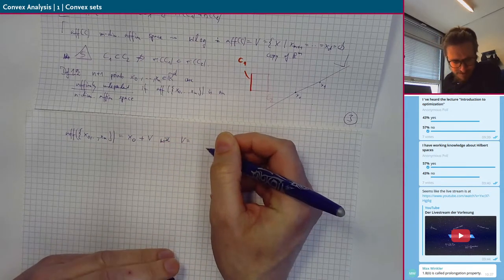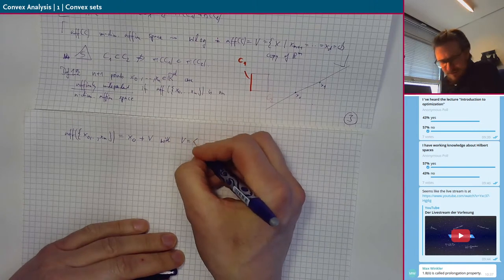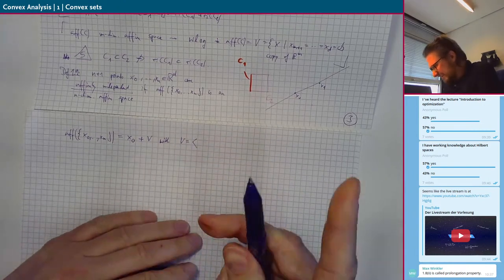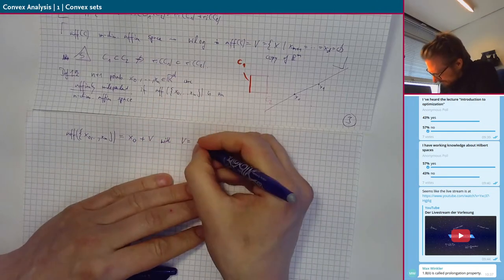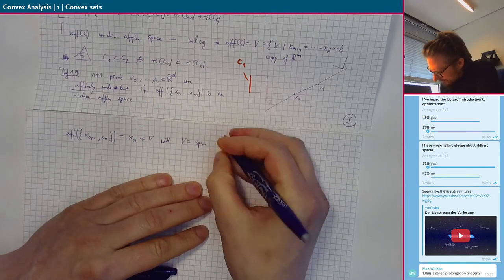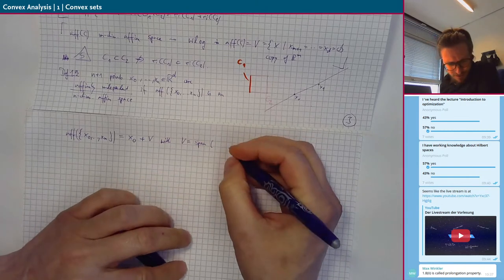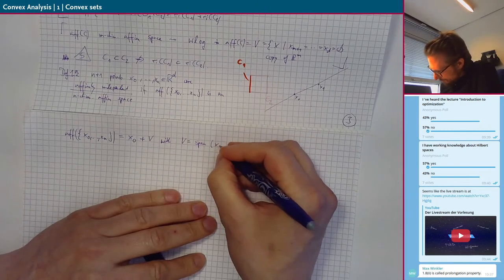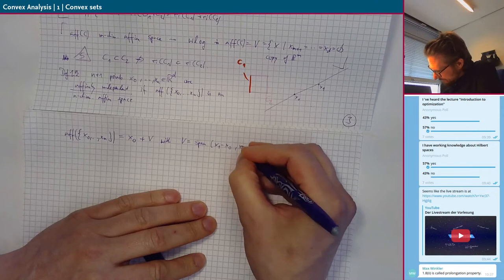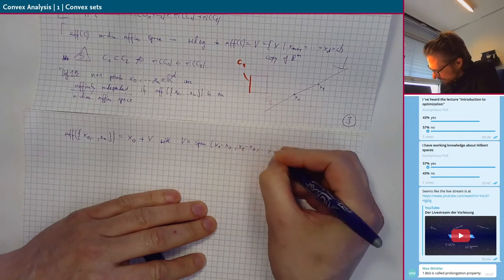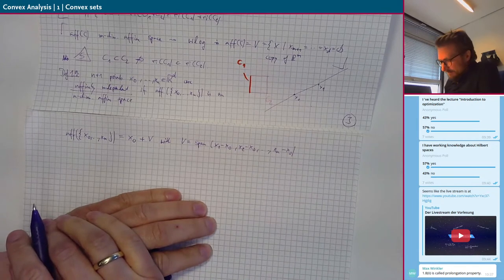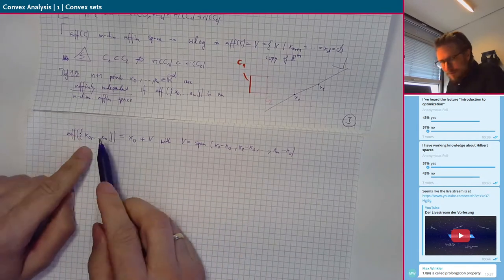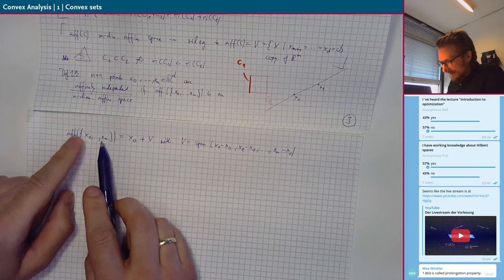And this v is spanned by... I think this is a notation I'm going to use for span. I don't like that notation, it looks too much like inner products. Let's write span for the linear hull. This is the span of the vectors x1 minus x0, x2 minus x0, and so on until xn minus x0. So that's the possibility to describe the affine hull of n plus 1 points.